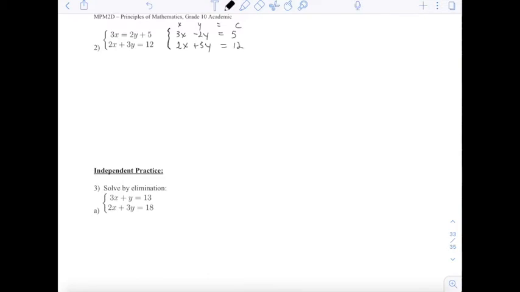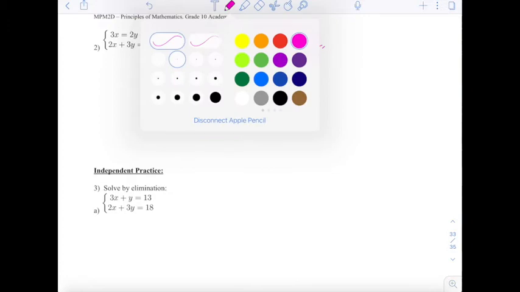Just a quick note, I know that my system is intersecting because, from a previous lesson, I can see that there is not a common multiplier between the x and the y terms. So I know that this system has different slopes and therefore it will be intersecting, so it will have a point of intersection. Just a side note, you don't have to know that for elimination.